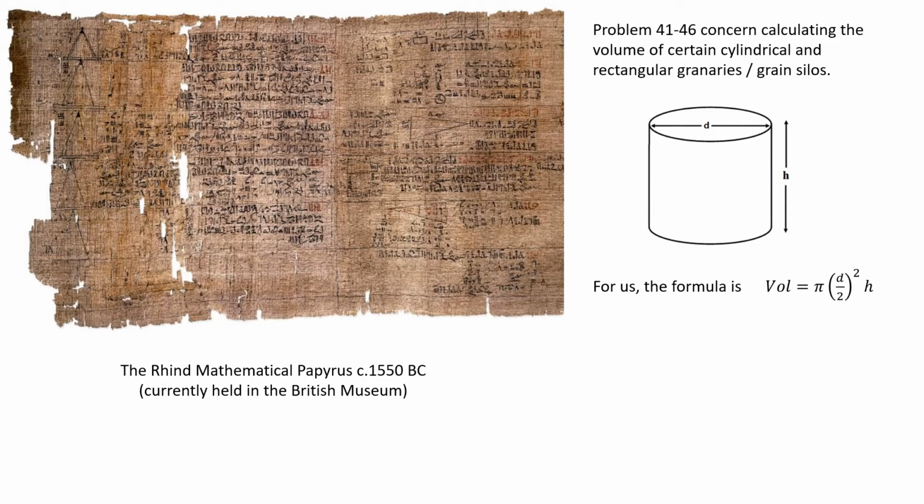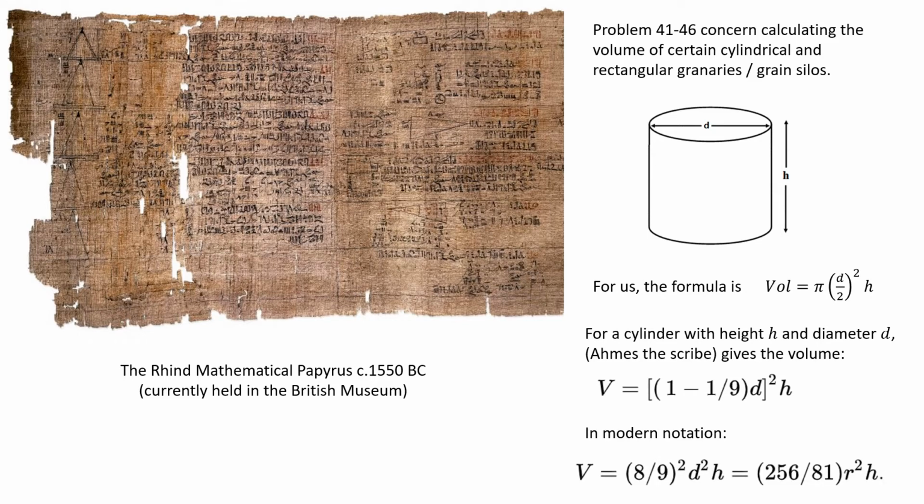But the number pi wasn't known to the ancient Egyptians, and so they used an approximate value for the irrational number pi. They used this number 256 divided by 81. So of course this only gives an approximate answer, but for the purposes of the ancient Egyptians, this was sufficient to calculate the volume.